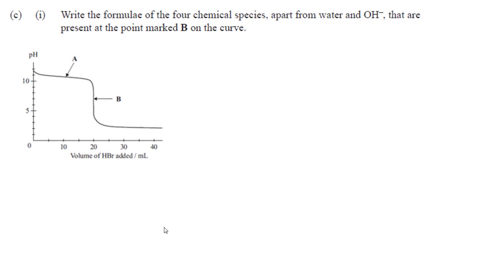The first part of question 3c asks us to write the formula of the 4 chemical species apart from water and hydroxide that are present at the point marked B on the curve. So point B is the equivalence point of the titration curve. So what that means is, in terms of the titration reaction that has gone on, at that point everything in the equation is as written.